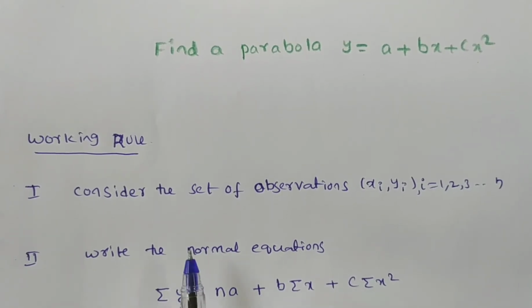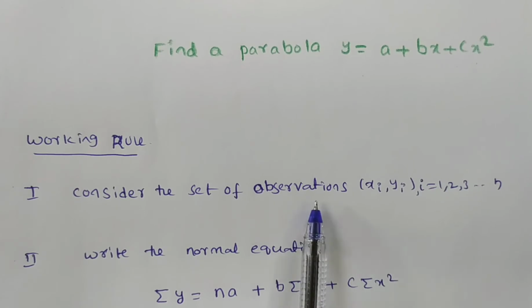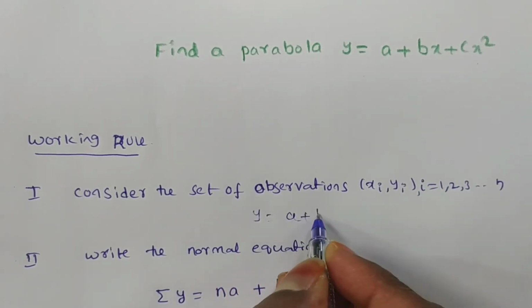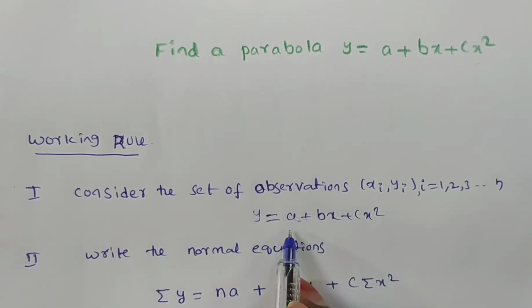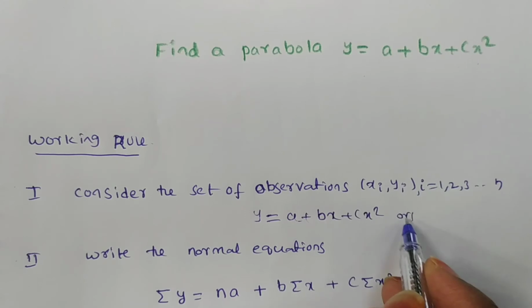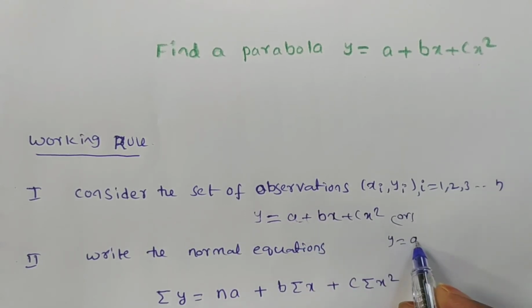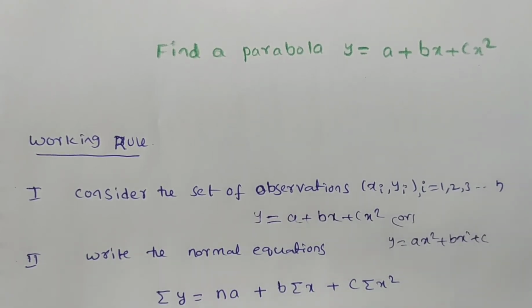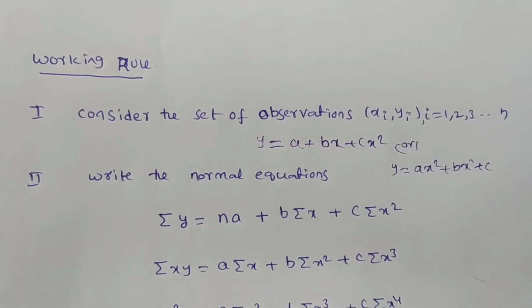Friends, first they will give the values xi comma yi. For that we have to fit a parabola. We have to consider the parabola y is equal to a plus bx plus cx square. Sometimes they will give it in the form y is equal to ax square plus bx plus c; of course both are the same. Here a, b, c are unknowns. Now for this we have to write the normal equations.